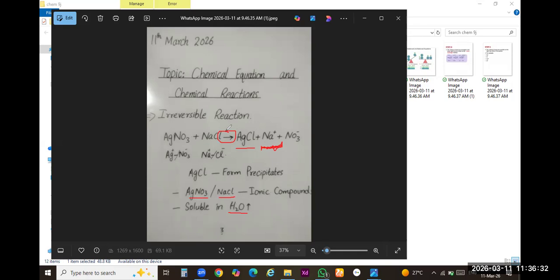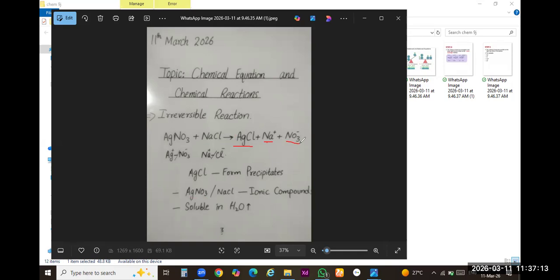This arrow indicates that this reaction can move only in one direction. Once this chemical equation is complete, it can never move back. Once the chemical reaction has happened, there is no chance of going backward, because the precipitate will appear on the top side. Silver chloride will appear on top of the solution, and sodium and nitrate ions will settle down at the bottom. Clear? So keep it in your mind, class. It's the first example of an irreversible reaction.